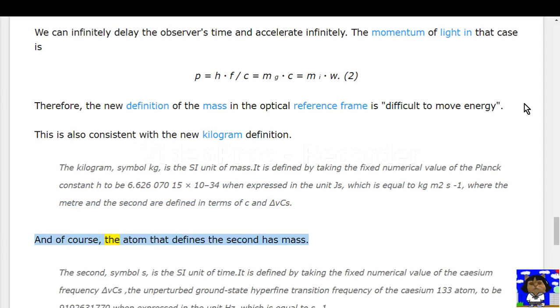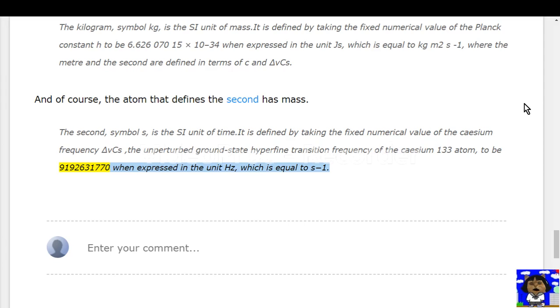And of course, the atom that defines the second has mass. The second, symbol s, is the SI unit of time. It is defined by taking the fixed numerical value of the cesium frequency Δν_Cs, the unperturbed ground state hyperfine transition frequency of the cesium-133 atom, to be 9,192,631,770 when expressed in the unit Hz, which is equal to s^-1.